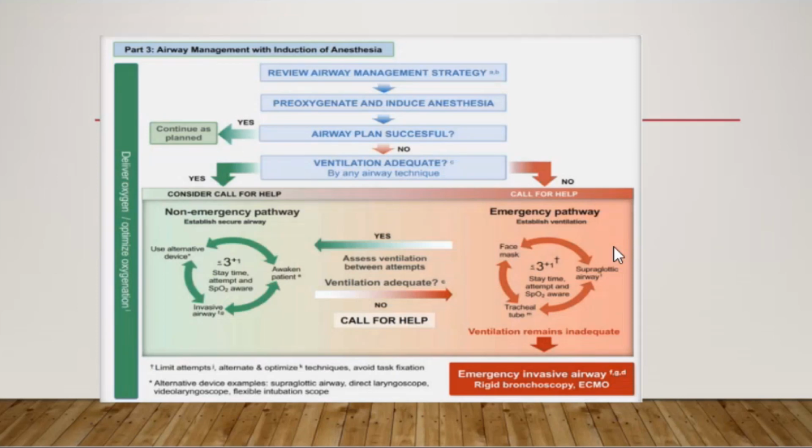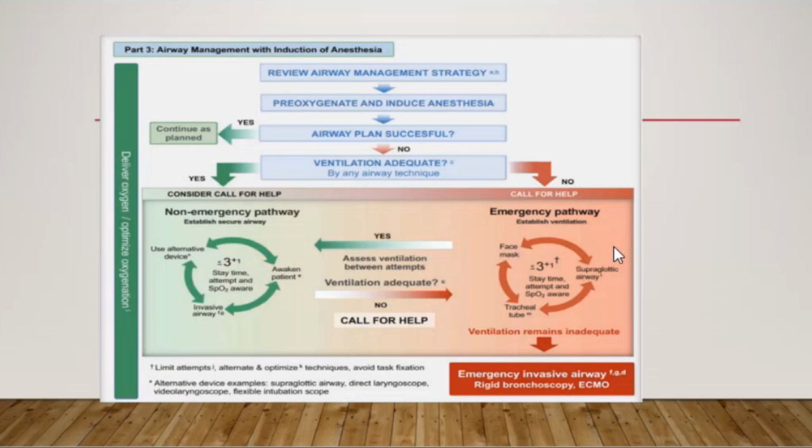This is the same algorithm which was already explained to you by Dr. Shweta, but just to highlight: if ventilation is adequate, consider calling for help, go for a non-emergency pathway, use an alternative device, an invasive airway, or awaken the patient. Here they stress the 3+1 attempts. The last attempt is when you have not tried a different technique or method, you go for that one. Maximum attempts are 3 or less than 3.